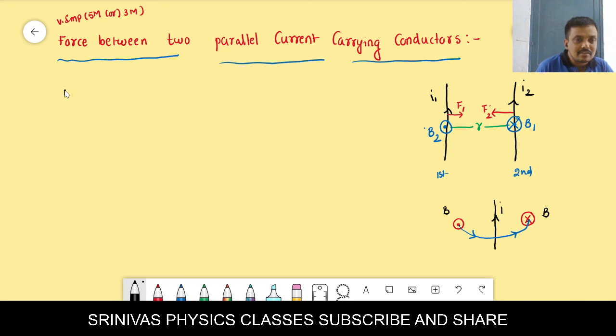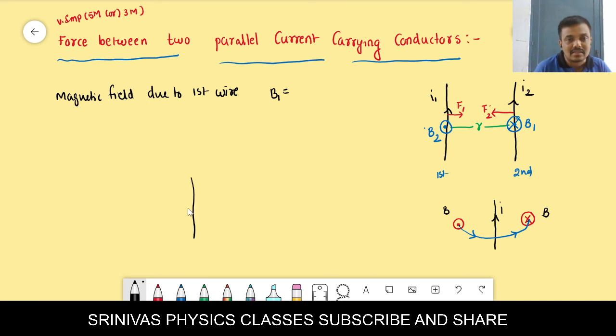For that purpose, first I am going to write the formula for the magnetic field. Magnetic field due to the first wire. Can you tell what is the magnetic field due to the first wire? That is B1, na? Due to the first current wire, magnetic field. Can you tell the formula? These are infinite straight current wires. Both are infinite straight current wires. Remember it.